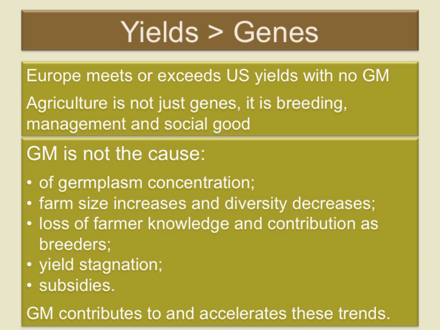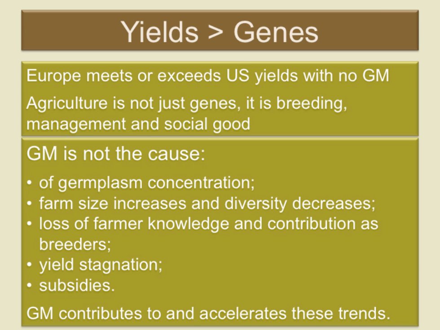Europe has shown us that it's able to meet or exceed U.S. yields and U.S. yield gains without the emphasis on the latter part of breeding. It does so through a combination of farm management practices as well as breeding. So agriculture is not just genes. It is breeding, it's management, and it's also having the right social goals.